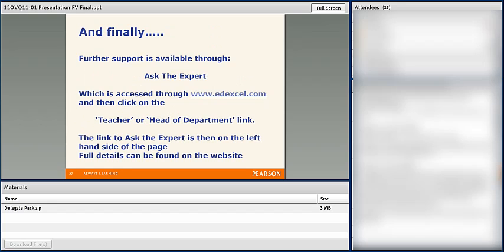Further support is available through Ask the Expert, which you can access through edexcel.com by clicking on the teacher or head of department link. Questions about Unit 2 are usually assigned to me, so they'll come straight to me, and I usually try to get back to you within 24 hours. So if you've got any queries at all, please don't hesitate to ask.